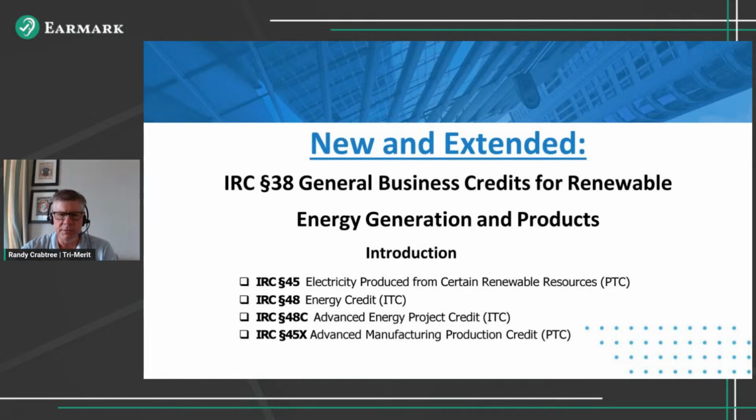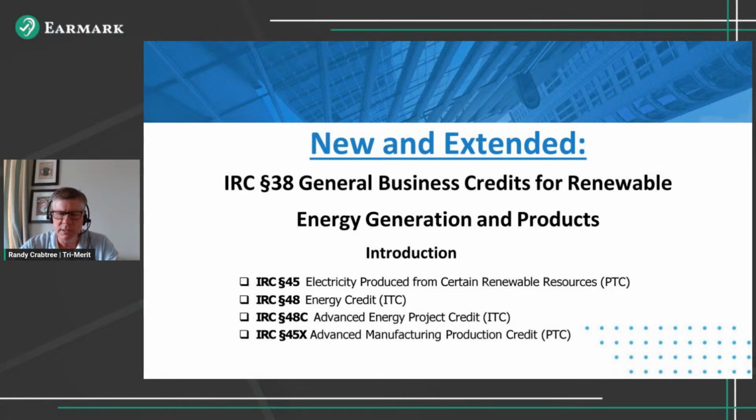And we'll talk about four specific new or extended or enhanced credits that are general business credits, Form 3800, where all the general business credits go. The four that we're going to concentrate on today are 45, which is a PTC, and I'll define these further when we get to that section. 48, which is an ITC. 48C, which is a really interesting area, short life, but it's significant dollars available, an ITC. And then the advanced 45X, the advanced manufacturing production credit, which is a PTC.